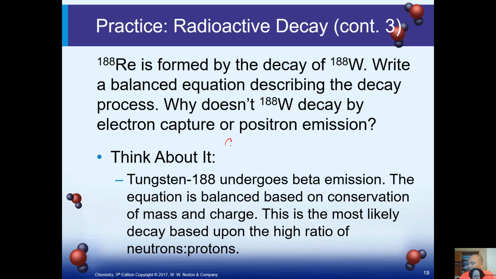Please note the neutron to proton ratio for tungsten-188 is actually 114 divided by 74, which is 1.54 to 1. This is above the stable neutron-proton ratio, indicating that the nucleus is neutron-rich, in which case the predicted mode of decay would be beta decay. The reason is that in beta decay, a neutron is converted to a proton, so you will have fewer neutrons.